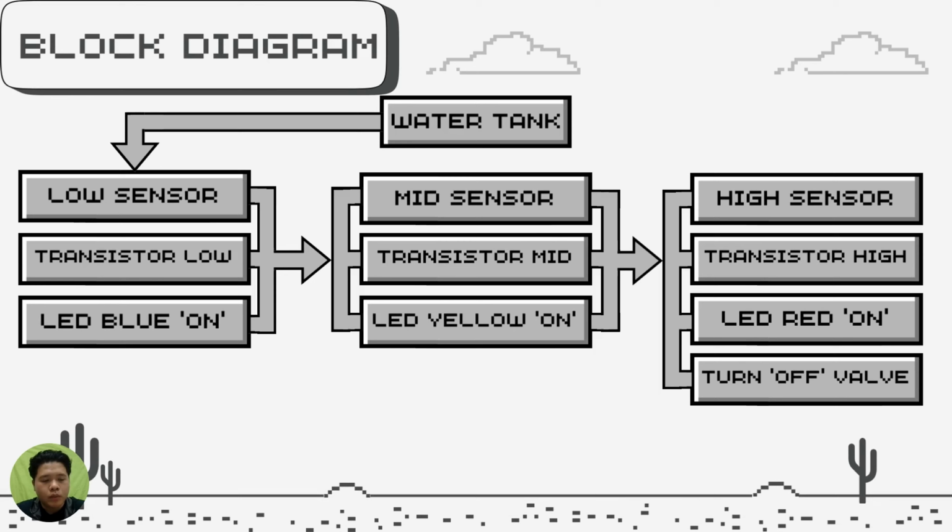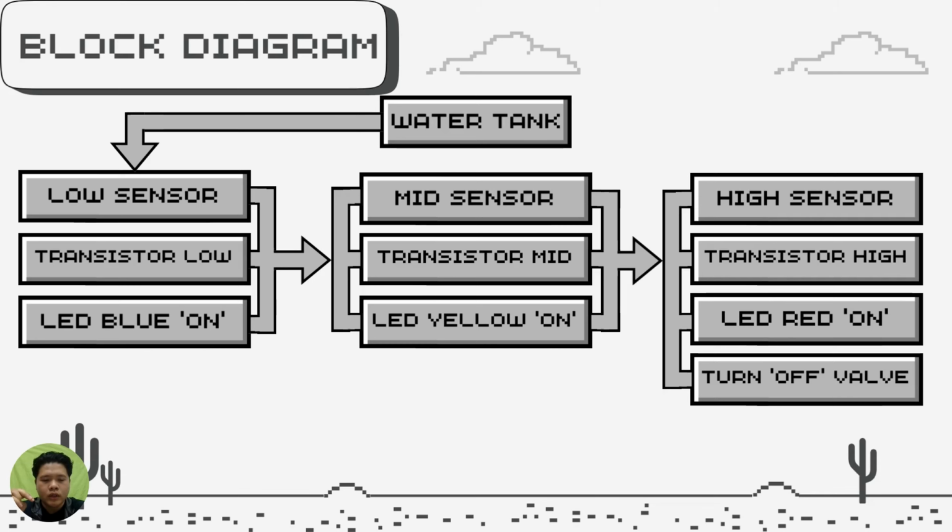First, we will go through how the block diagram for the system will flow. First, of course, it will have a water tank. The water tank has three level sensors: low, middle, and high.